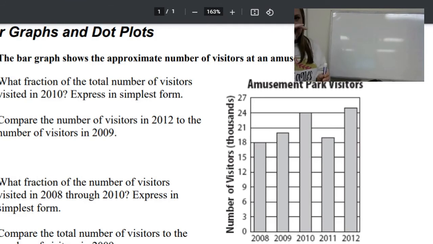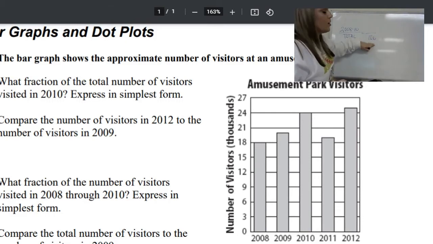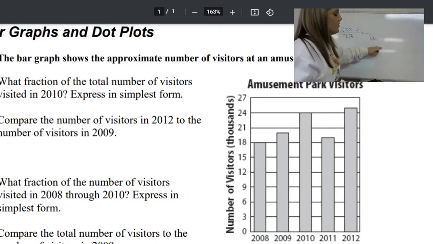All right, so C says, what fraction of the number visited in 2008 through 2010? Express it in simplest form. Okay, so they want to know what is the fraction of the number of visitors between 2008 to 2010. So 2008 to 10 over total visitors, right? And we know this was 106. We added all that up a while ago. So we do know that that's 106, so that's going to save us a little.